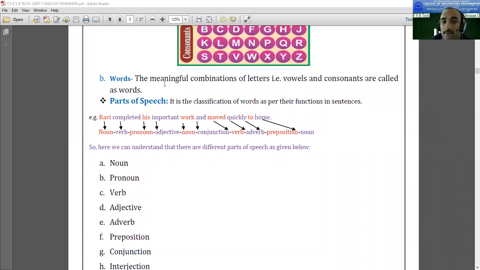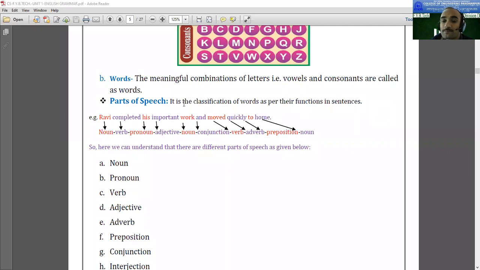So words, the meaningful combination of letters, that is vowels and consonants, are called words. Okay, so this is the definition of words. Let's see the parts of speech. This is a very important topic that we are going to start from today itself. So what are the parts of speech? It is the classification of words as per their function in sentences.